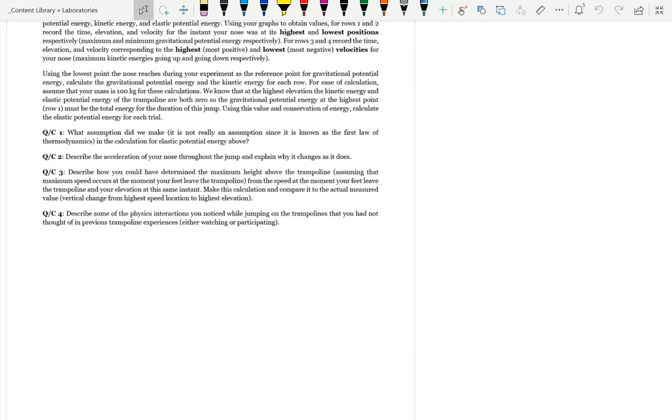So when you leave the trampoline, you have kinetic energy. When you get to the top, the kinetic energy is going to be zero. Where will all of that kinetic energy have gone if energy is conserved? Into gravitational potential energy. So you just say the total energy I have at the moment I leave the trampoline is the same as the total energy I have at the highest point where V is zero. You calculate what the h would be.